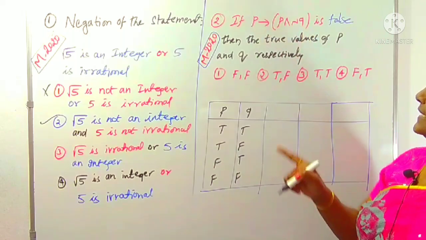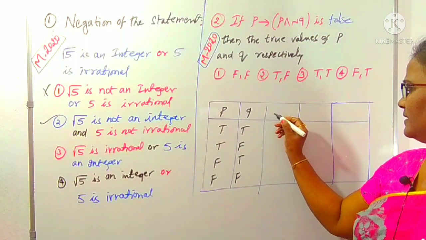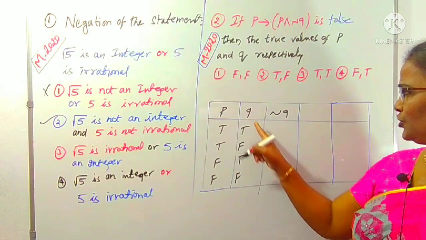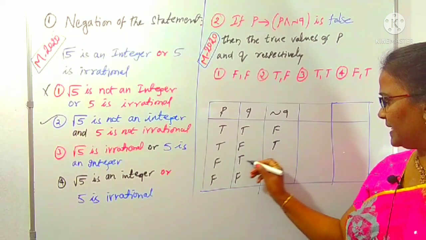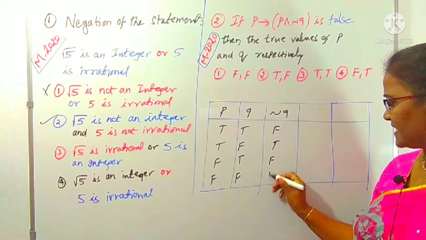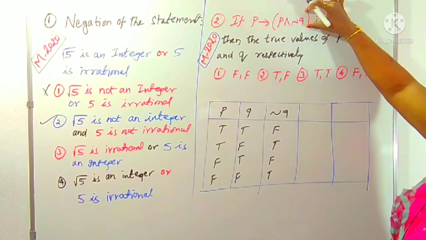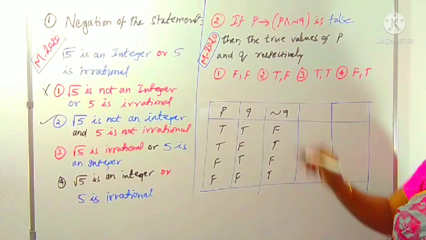And P and Q are ready. In this one we want negation Q also. We have to get the negation Q ready. Negation Q means the opposite of T: false, T, false, T. This is negation. And we have to prepare this bracket connective, that is, the bracket resultant we have to prepare.